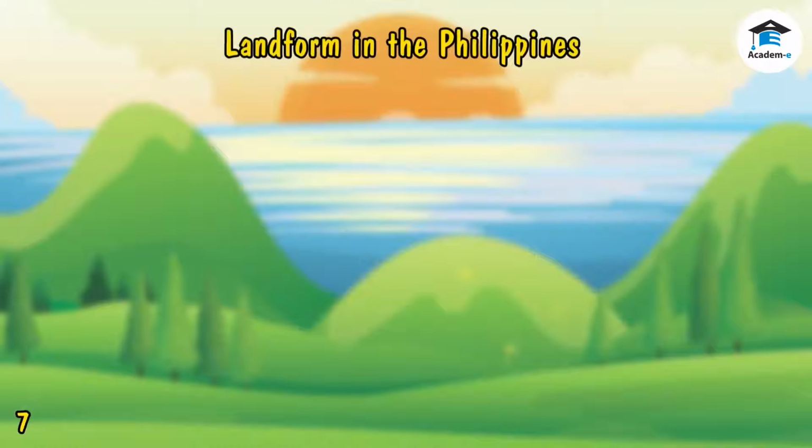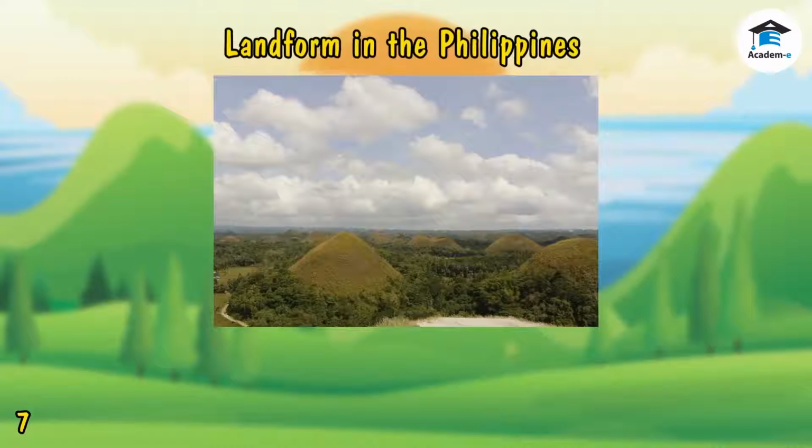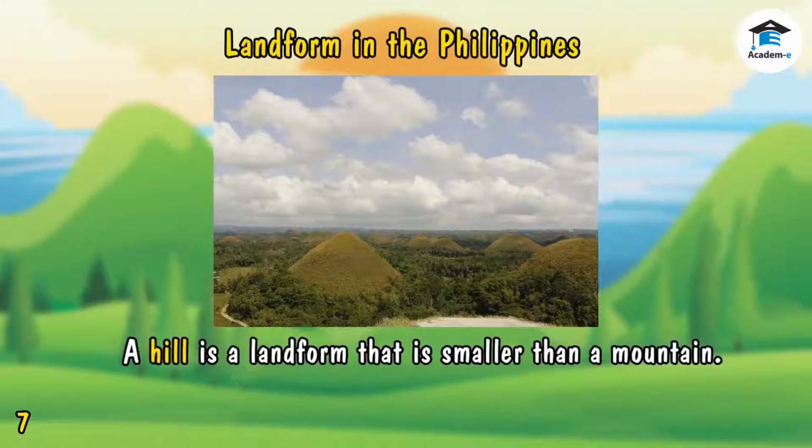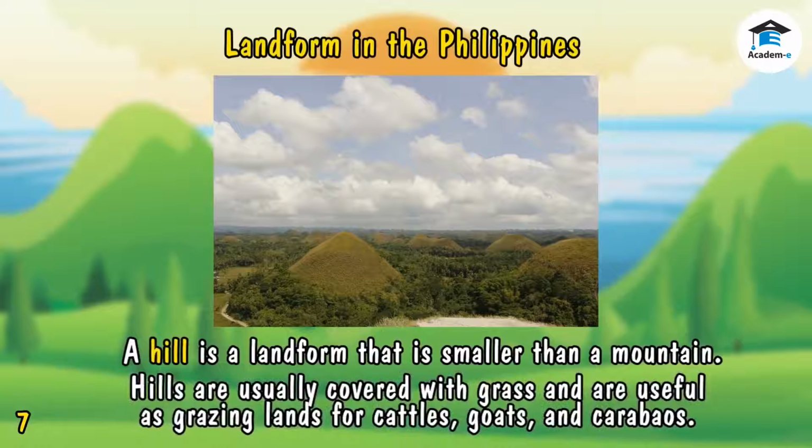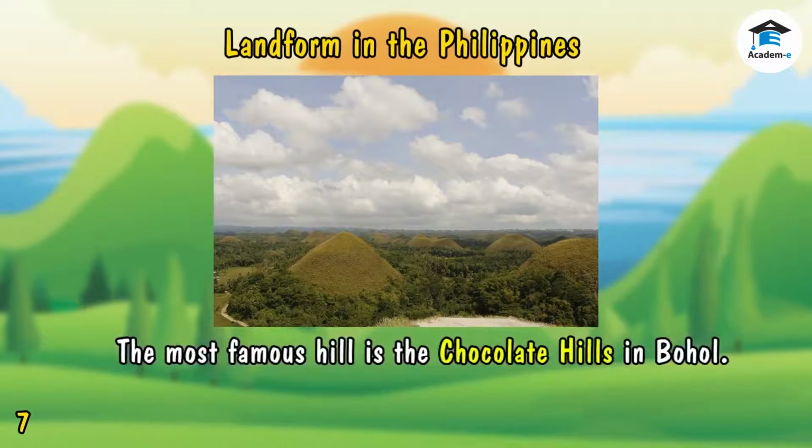Some lands are elevated, but are not as high as mountains. These are called hills. A hill is a landform that is smaller than a mountain. Hills are usually covered with grass and are useful as grazing lands for cattle, goats, and carabaos. The most famous hill is the Chocolate Hills in Bohol. These hills are so named because the grasses that grow on them turn brown during the dry season. This brown coloration makes the hills look like mounds of chocolate.